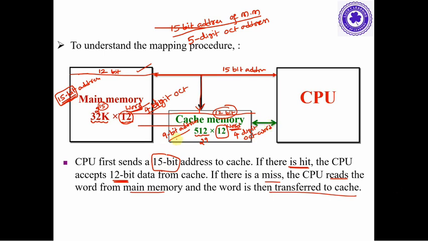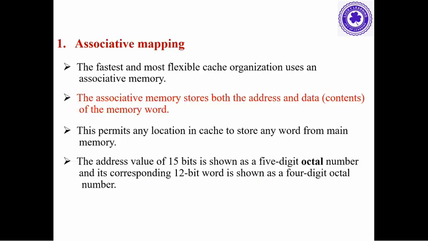And how many bits for the cache address? A 9-bit address. A 9-bit address means you divide it into 3-bit groups. So we can use a 3-digit octal address for addressing the cache and a 5-digit octal address for addressing the main memory, and we use a 4-digit octal word to access a word from the main memory as well as from the cache memory. So these things you do remember.